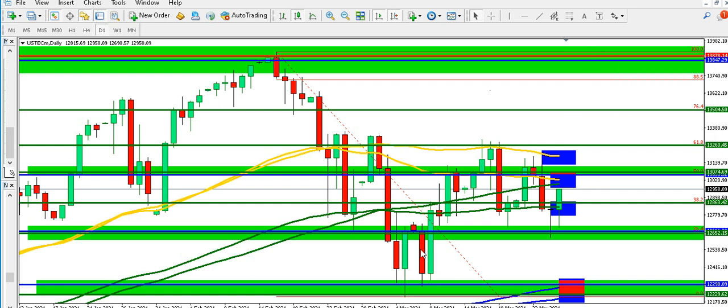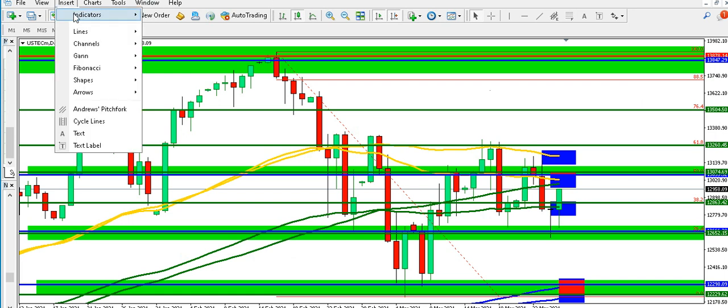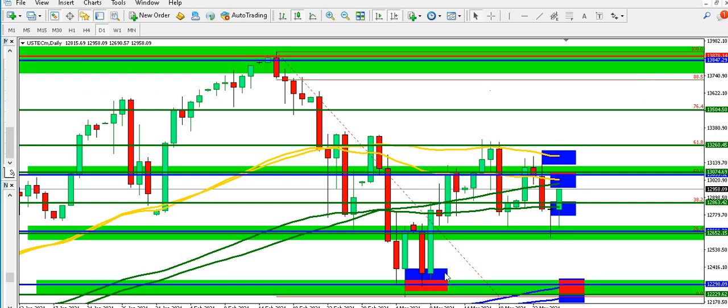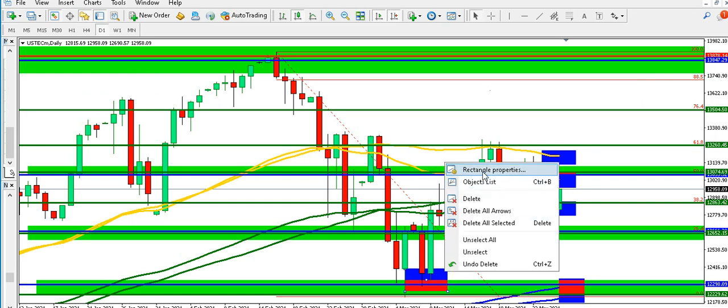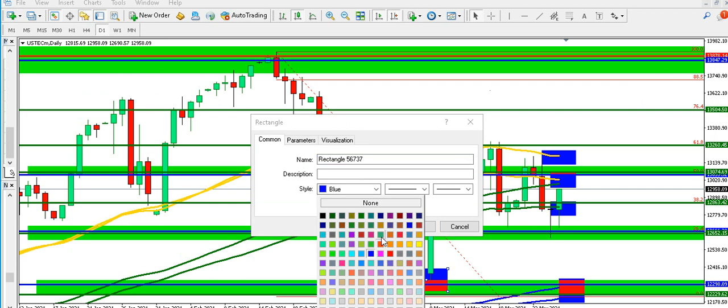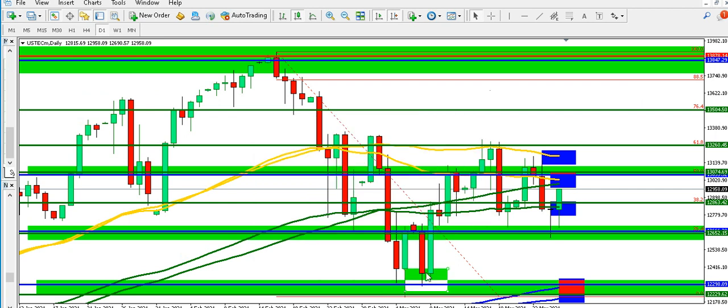Okay. Also, we have a low here. Let me change the color now. Let's choose lime. We have a low here. We have another low here, but a higher low. All right. We have a higher low here. So in the long run, I expect price to continue up. That's my expectation.